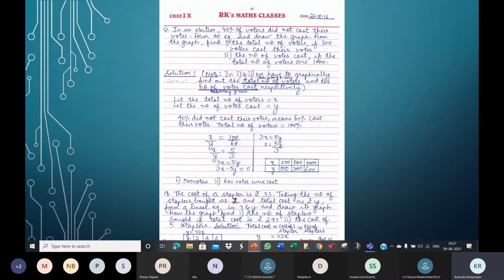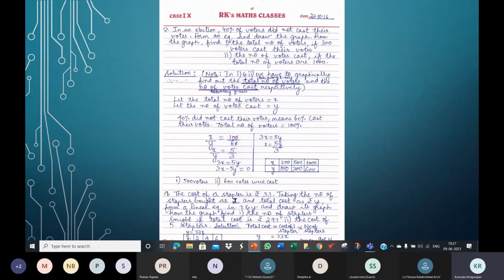Voters 100%, not population 100%. So out of this, 40% of the voters did not cast their votes. That means the remaining 60% cast their votes.